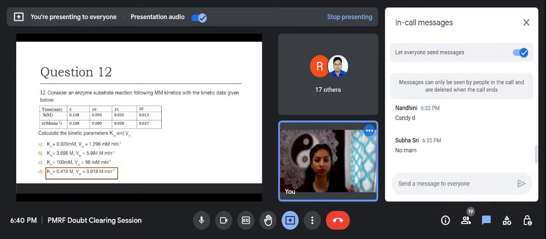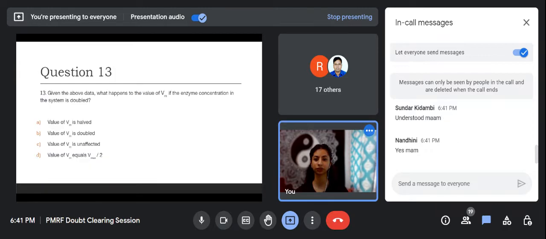Does anyone have a doubt in this question? Were you able to understand how I solved this? Yes, got it. Okay. Subha, were you able to get how this is done, or do you want me to explain it once more? Yes, you understood it. And I'm assuming everyone has understood. If you have not, just write it in the chat. I'll explain it once more.